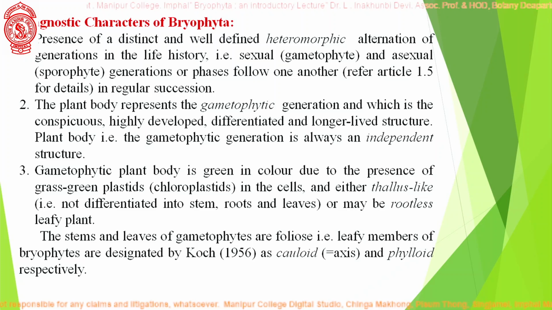So, the stems and the leaves of the gametophyte are always known as foliose, and they were designated by Koch in 1956, and the cauloid, that is the axis, is otherwise known as caulid, and the leaf structure is known as phylloid.